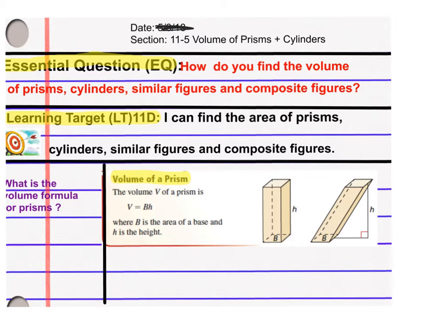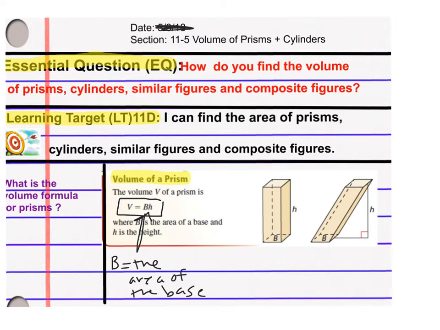So the volume of a prism, here is the volume formula right here. V equals capital B, big B, times H. Please make sure you're putting a big B, and it explains here that big B is the area of the entire base, and the height is the height of the shape.